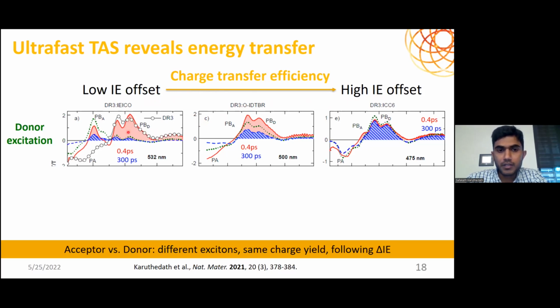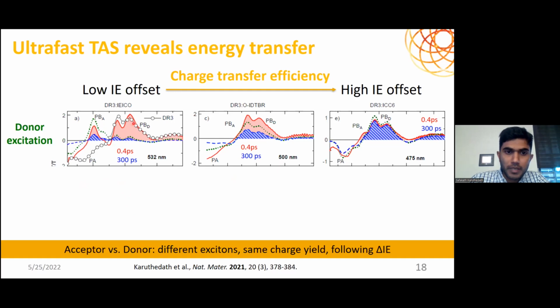You can see two shaded areas, the pink color and blue color. Pink is the spectra we obtained at 400 femtoseconds, and the blue one is the spectra we obtained at 300 picoseconds, which is the typical time for CT or even free charge generation. And we excited the donor material. The x-axis is electron volts. I'll show you in the next slide.